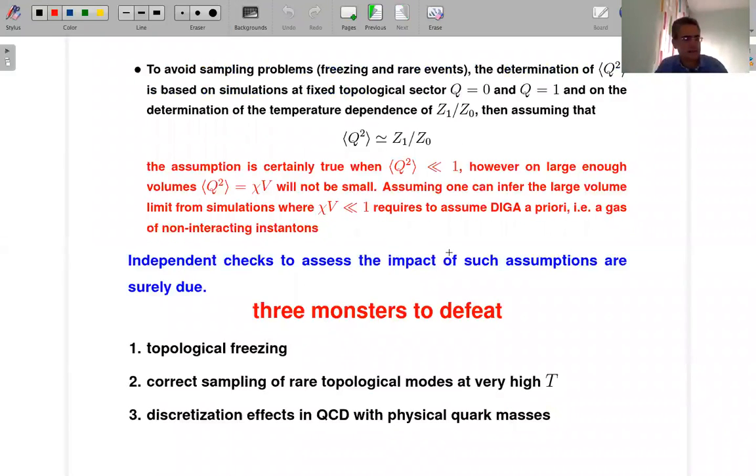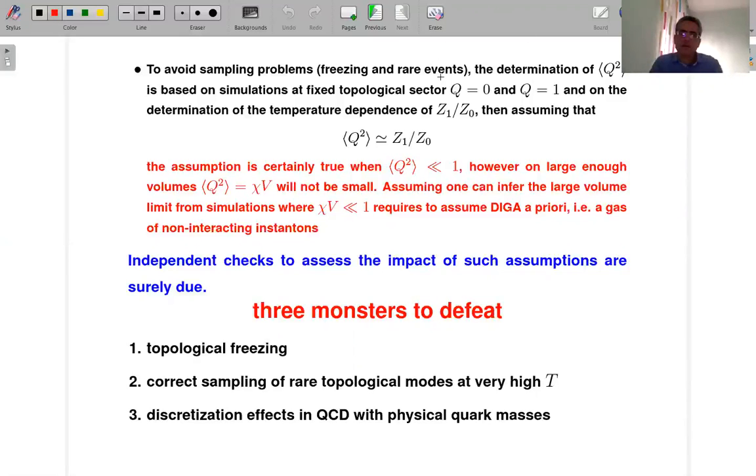And then, and this is the last slide for today, there is another problem that I didn't mention yet, but it is time to mention. Of course, you have the freezing problem. Even at finite temperature, you may have freezing so that you get stuck in one topological sector. But you have another problem. Even if you don't have freezing, you have to sample very rare events.